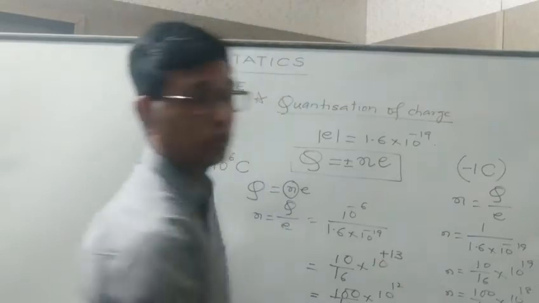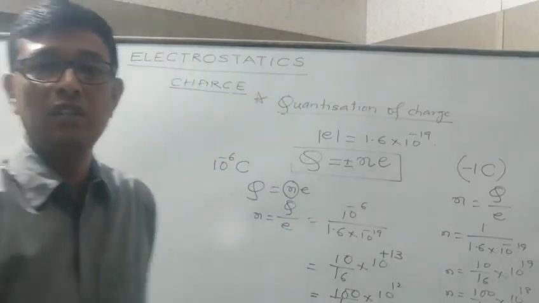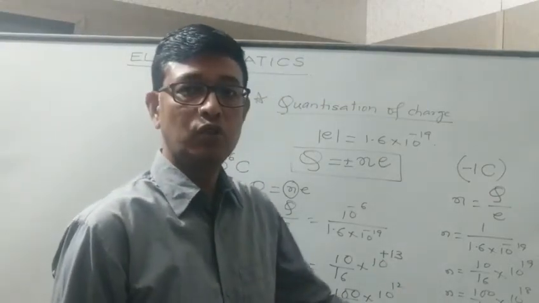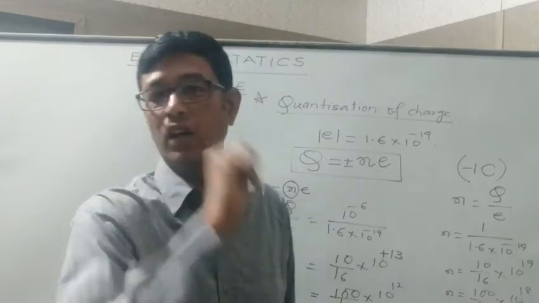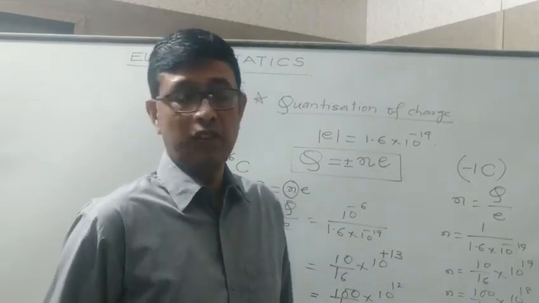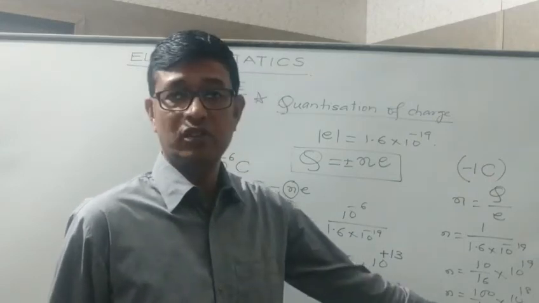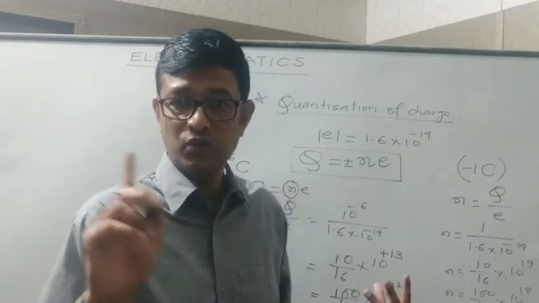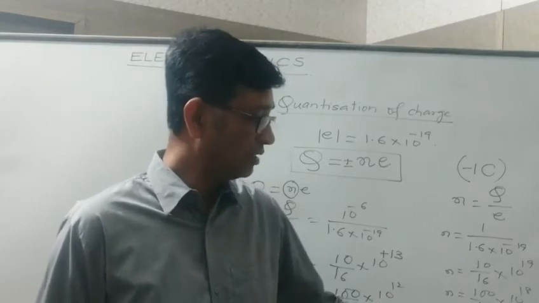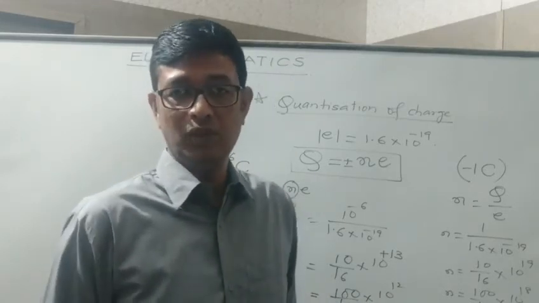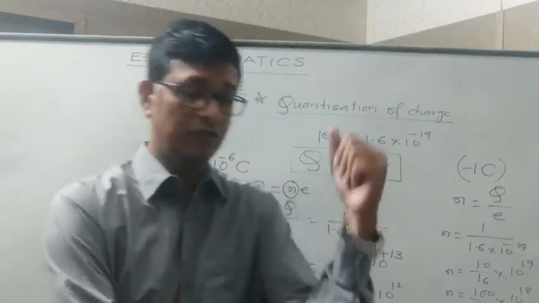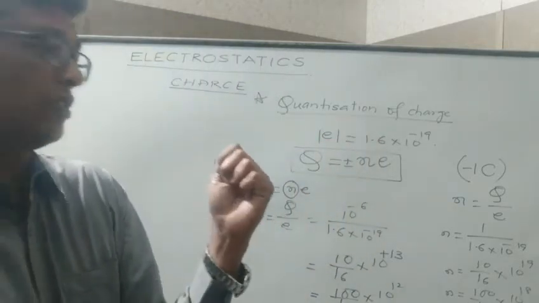This is also a very, very important result. 6.25 into 10¹⁸ electrons will constitute a charge of 1 coulomb. If a body loses this many electrons, it will acquire a net positive charge of plus 1 coulomb. If a body has this many excess electrons, it will have a charge of minus 1 coulomb. Here is another very, very important conceptual question.